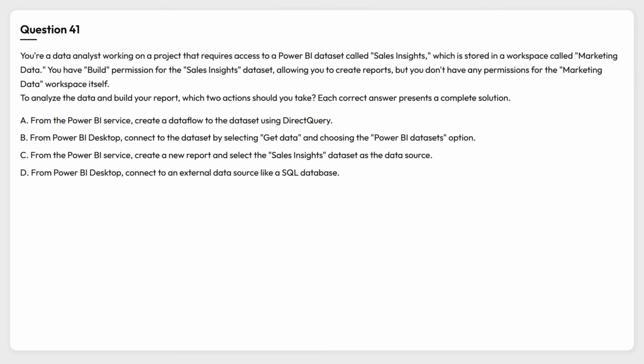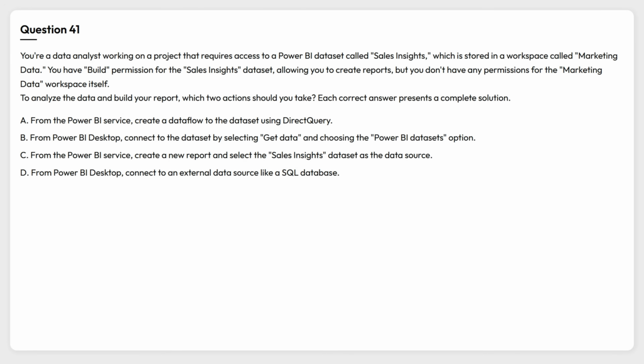Question number 41. You are a data analyst working on a project that requires access to a Power BI dataset called Sales Insight, which is stored in a workspace called Marketing Data. You have build permission for the Sales Insight dataset, allowing you to create reports, but you don't have any permission for the Marketing Data workspace itself. To analyze the data and build your report, which two actions should you take?